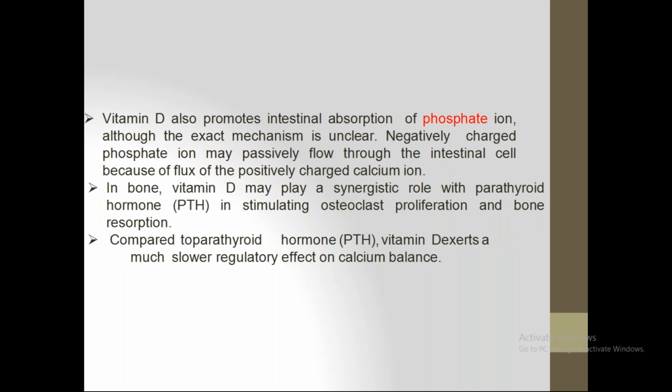Vitamin D also promotes intestinal absorption of phosphate ion. The exact mechanism is not known, but they say that the negatively charged phosphate ion may flow passively through the intestinal cell membrane because of the flux of the positively charged calcium ions. So, as the calcium ions move across the cell membrane because of their positive charge, there should be a counter negative ion which passes across the cell membrane. Like that, phosphate will pass across the cell membrane. This is one theory, but the exact mechanism by which vitamin D promotes intestinal absorption of phosphate is not yet known.